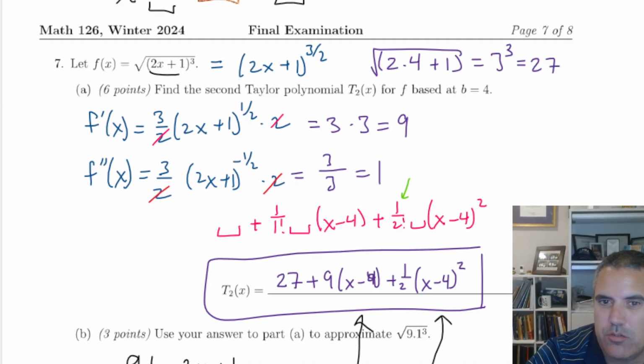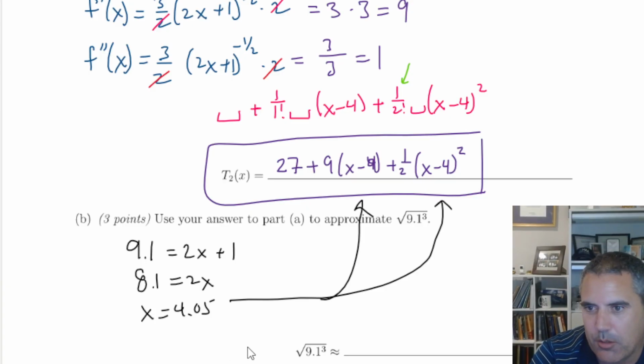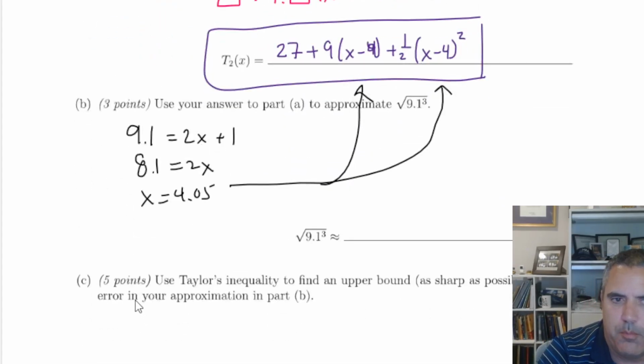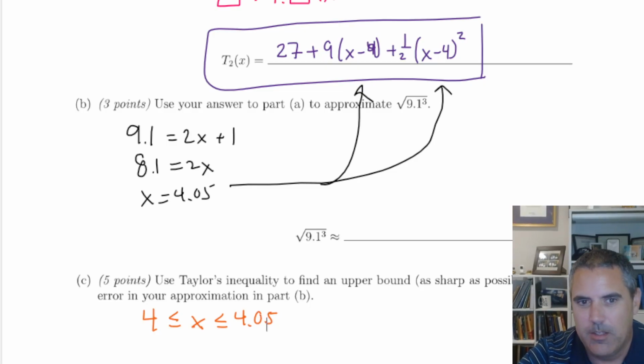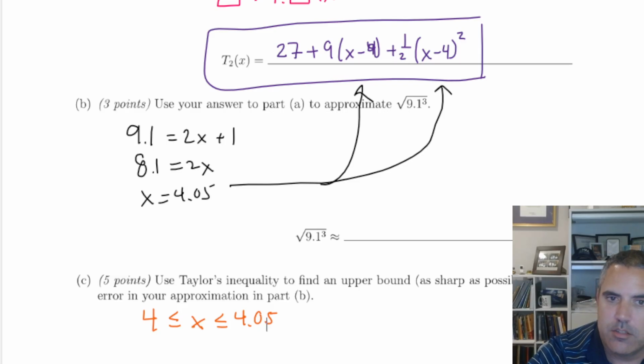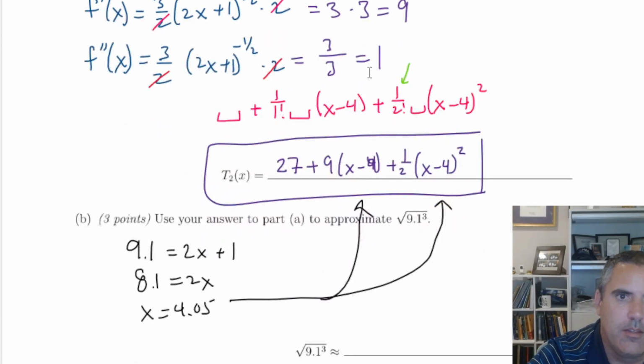Okay, then the last one asks you to do an error bound. Now, a natural question a lot of students ask is, what's the deal with this? How do I know what my interval is? The interval has to include your base, which is 4, and it has to include where your approximation is, which is 4.05. So that's the smallest interval you can use. To do Taylor's inequality, we need the next derivative. So we need the third derivative. What is this third derivative? Okay, let's write it down.